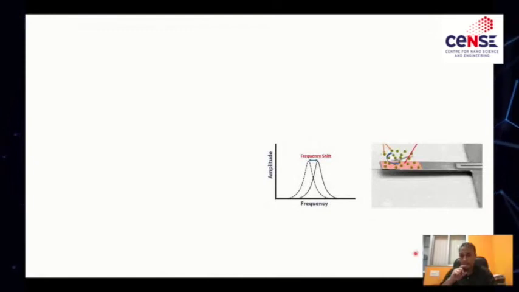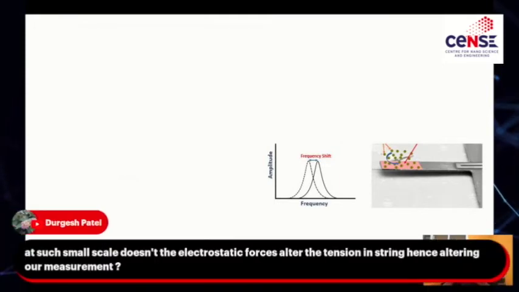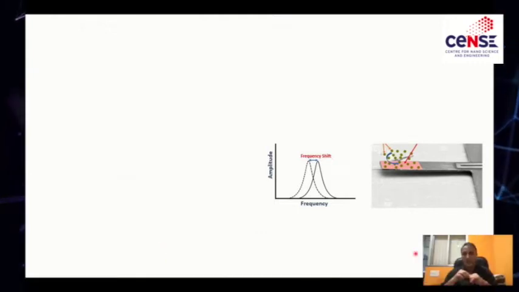So Akshay, there's a question. How does electrostatics impact these measurements? If they could clarify what exactly they mean, that would be helpful. I'm guessing what they mean is if you have random or stray charges that come and sit, would those impact these measurements? Absolutely, that is likely to impact the measurement.